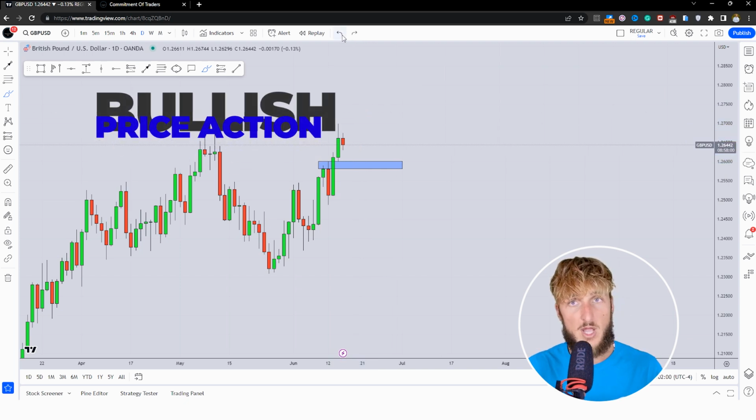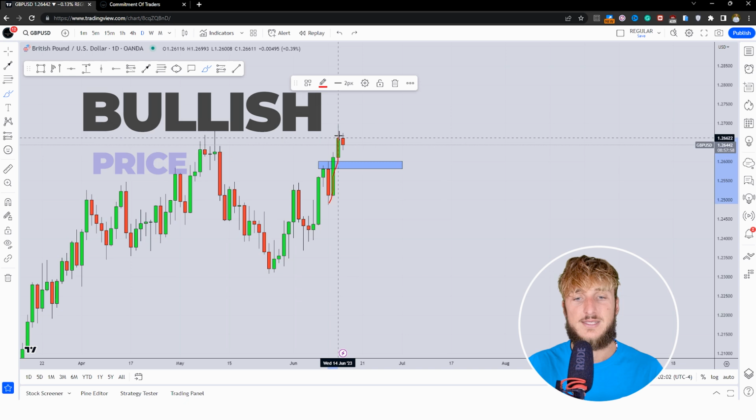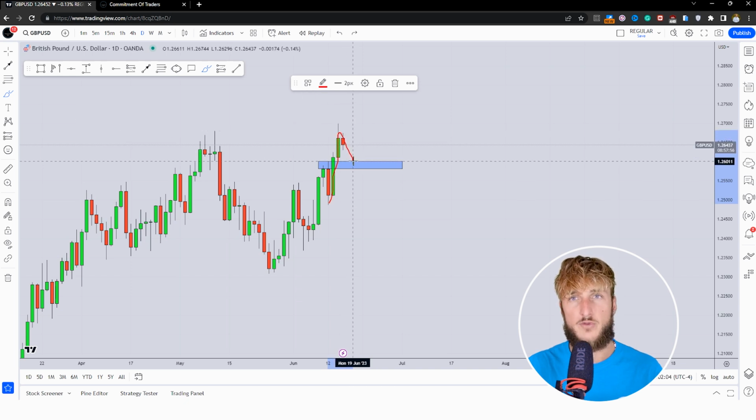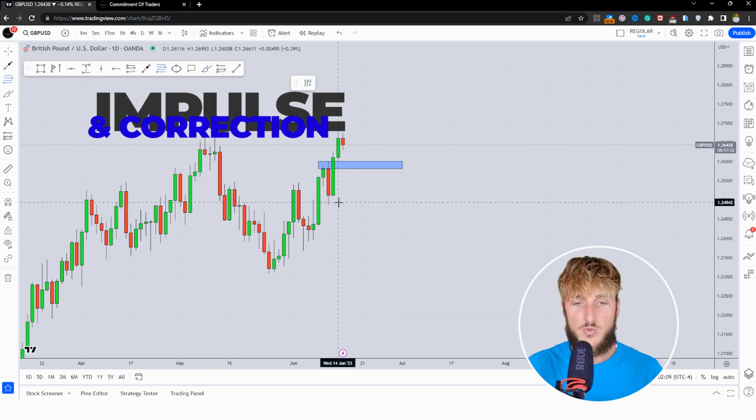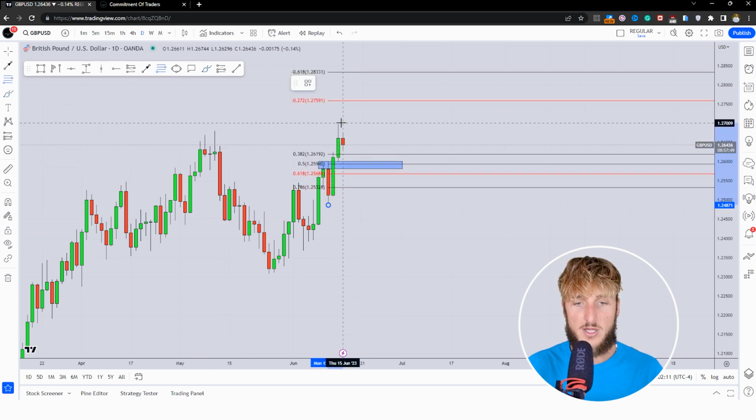We can also notice how, in general, since we have an impulse and the start of a correction, if we want to measure this correction, what we have to do is take our Fibonacci from the low to the high of the impulse leg.